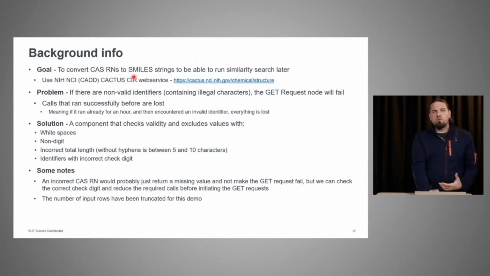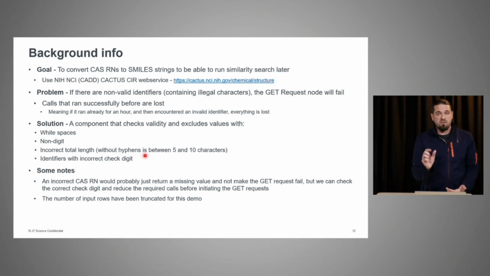The general idea was to use the NIH NCI Cactus Chemical Information Resolver web service. Now, the problem with this, even if you use KNIME directly, if there are non-valid identifiers, meaning containing illegal characters, the GET request node will fail. And that means the calls that ran successfully before are going to be lost. So that means if you were running thousands of substances potentially, and it fails at the end, everything is lost. Therefore, the solution is a component that checks the validity and excludes values with, for example, white spaces, non-digit characters, incorrect total length, or identifiers with an incorrect check digit.